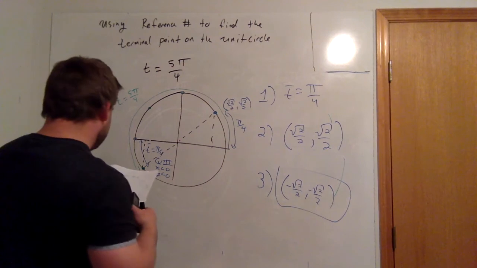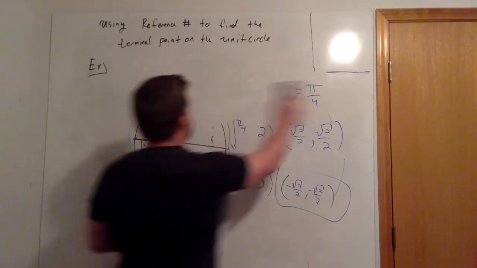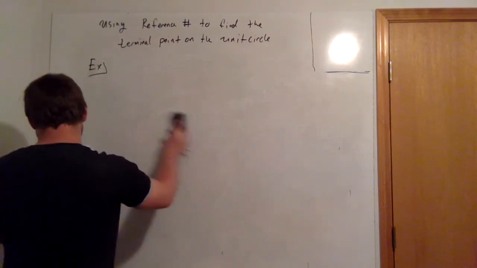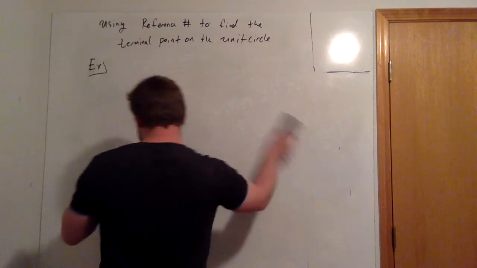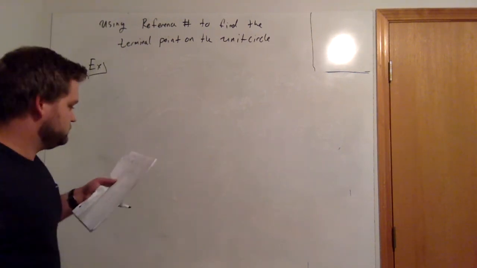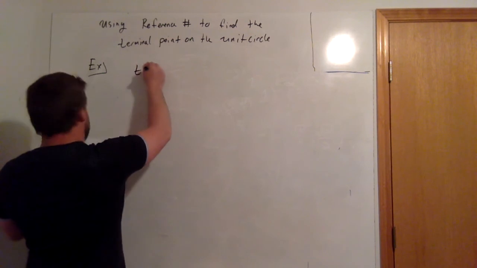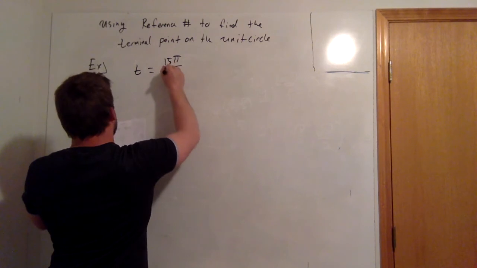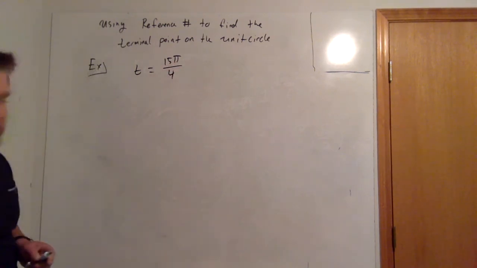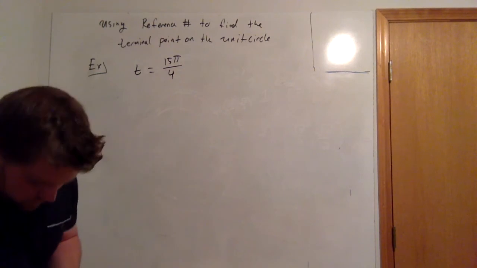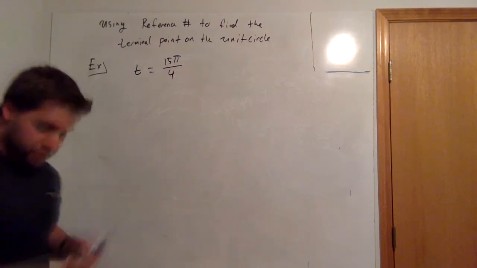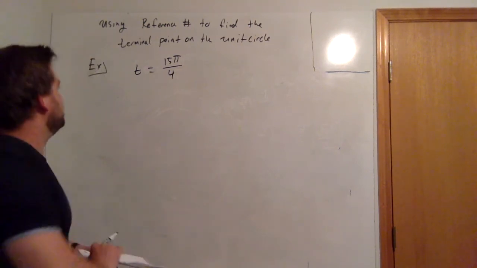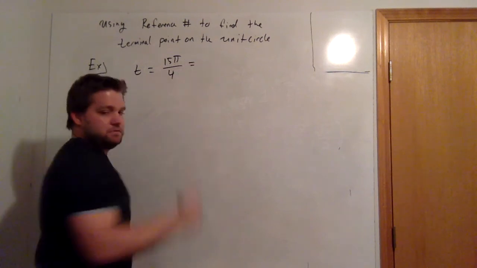Let's do one more example. What if we have a really large value of t? Let's say t is 15 pi over 4. I want to know the terminal point here. Notice that this number is bigger than 2 pi, so I've traveled along the unit circle more than one time. So what I like to do here is just adjust this number.